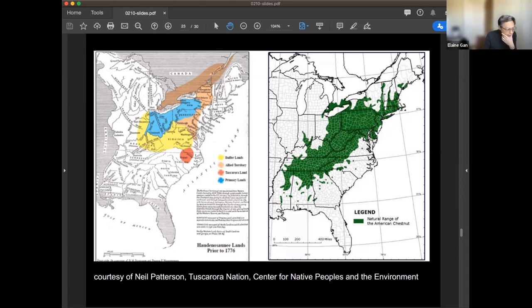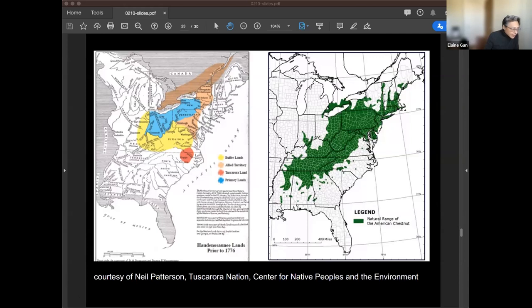From indigenous scholars, I learned that the devastation of chestnut forests coincided with longer histories of genocide, dispossession, and the forest assimilations of Native peoples, particularly the Haudenosaunee Confederacy, including the Six Nations of the Onondaga, the Mohawk, the Seneca, the Cayuga, Oneida, and Tuscarora. So these are maps from Neil Patterson showing those overlaps of Haudenosaunee and chestnut assemblages up until the 18th century.